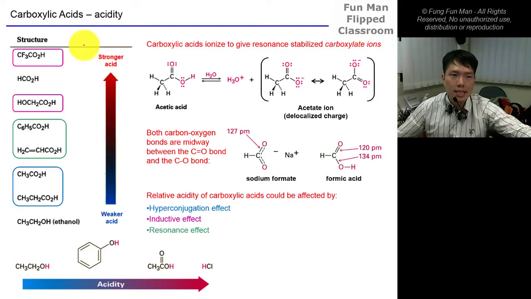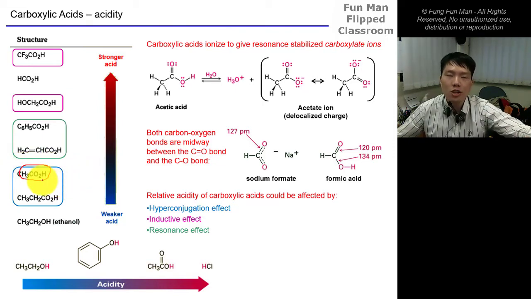Now let's compare the acidity in acids, right? So let's look at our baseline. Our reference will be ethanoic acid. Okay, this is our reference here. Now if you extend the chain of the R group longer, like here, propanoic acid, it becomes a weaker acid.